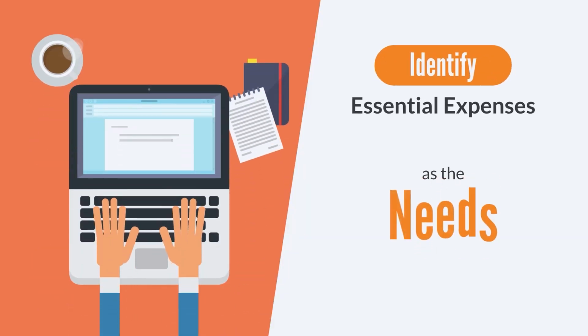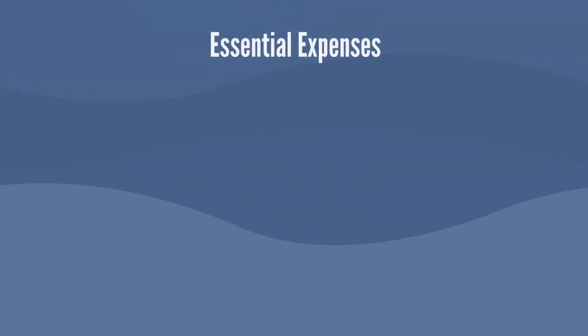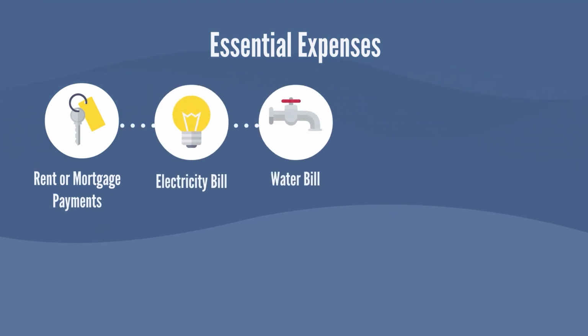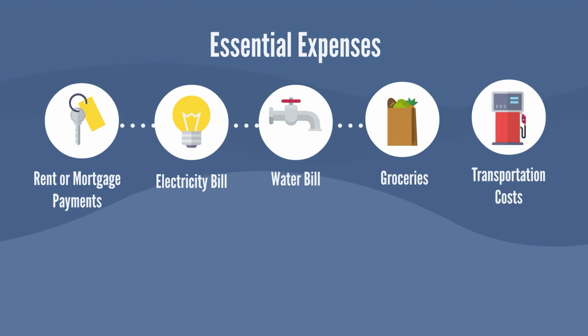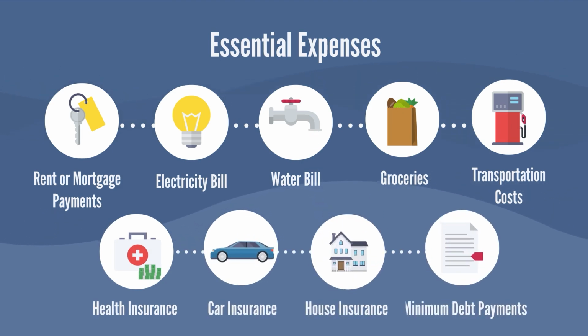Start by identifying and listing your essential expenses. These are the costs required to maintain a basic standard of living. Examples of needs include rent or mortgage payments, utilities such as electricity and water bills, groceries, transportation costs like fuel or public transportation fees, insurance premiums for health, auto, or home insurance, and minimum debt payments.